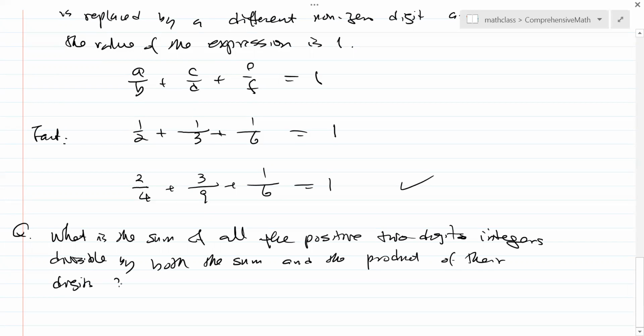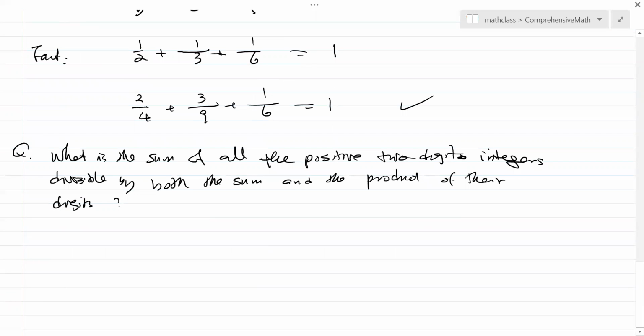Okay, that means you have a 2-digit number, right? So the value will be 10A plus B. So you're going to try to solve this equation. It's divisible by its sum, also divisible by its product. So you're going to determine the digits satisfying those conditions. Yeah, you can try this. Okay, I did get several solutions.